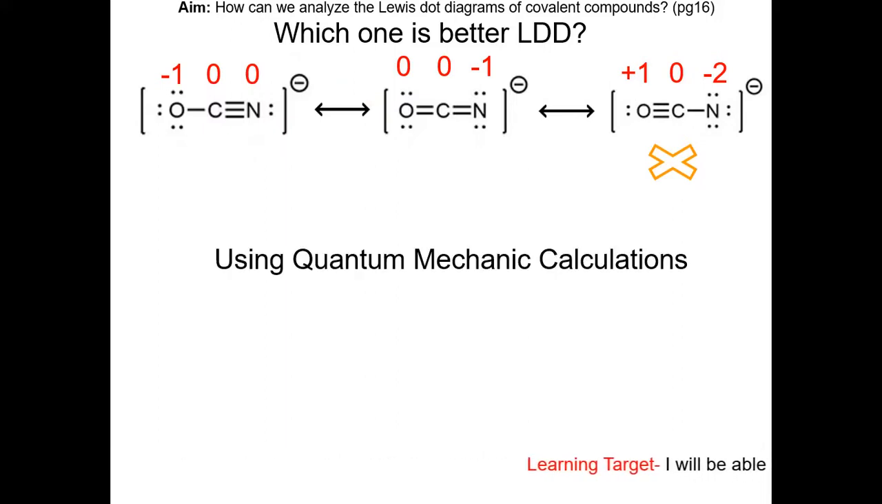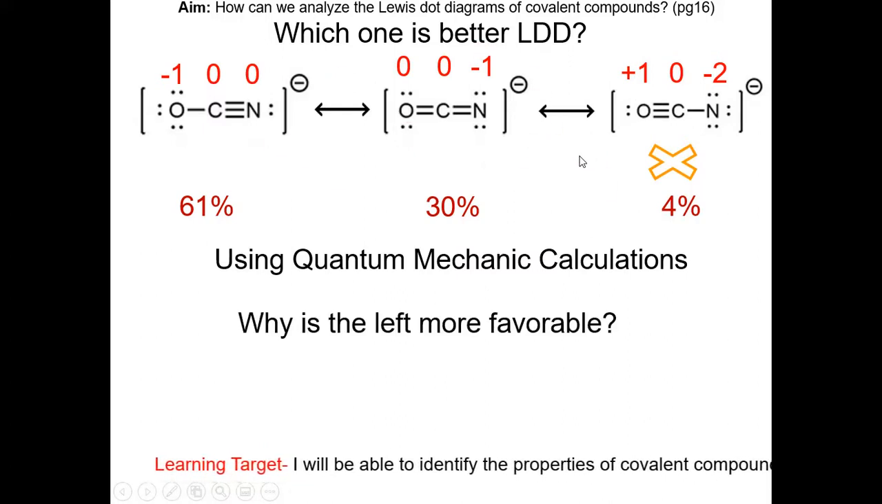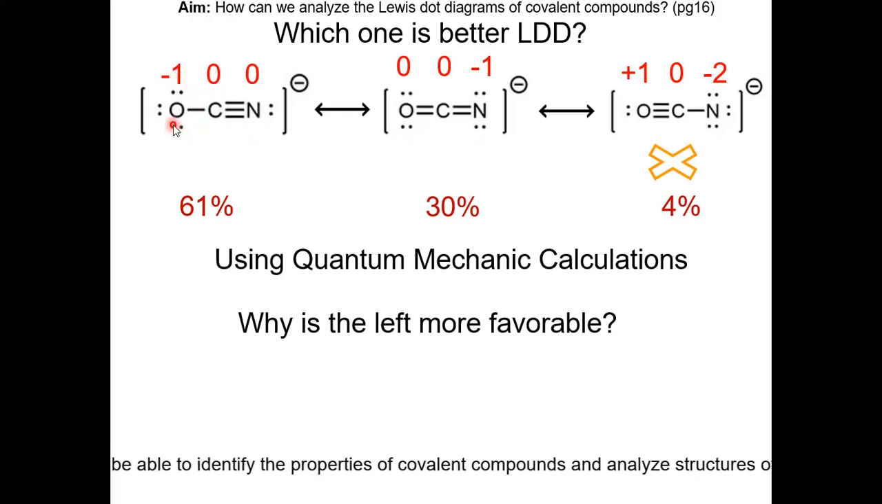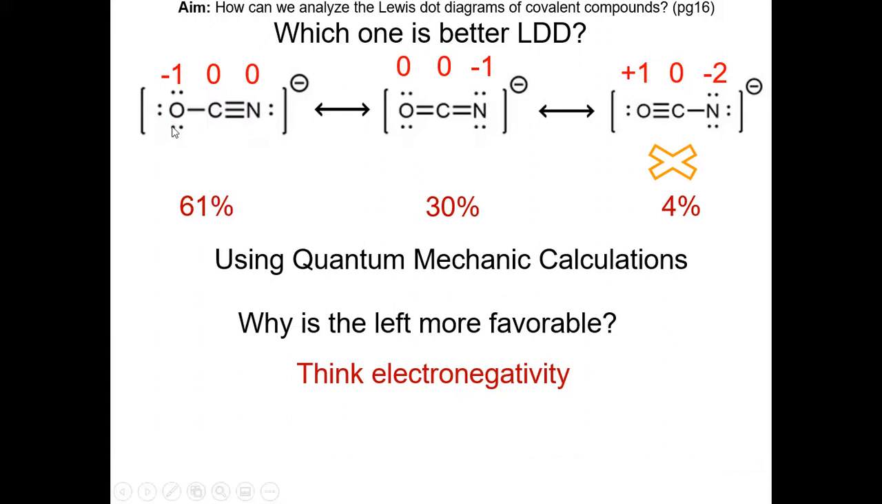Scientists have done quantum mechanics calculations to determine which of these Lewis dot diagrams is better. It turns out the first one is much better than the second one. So why would that be the case? Why is that one more favorable? If you think about it, the negative formal charge is on the oxygen, while here the negative formal charge is on the nitrogen. The oxygen is more electronegative than the nitrogen, so it's more likely for the oxygen to have the negative charge than nitrogen.